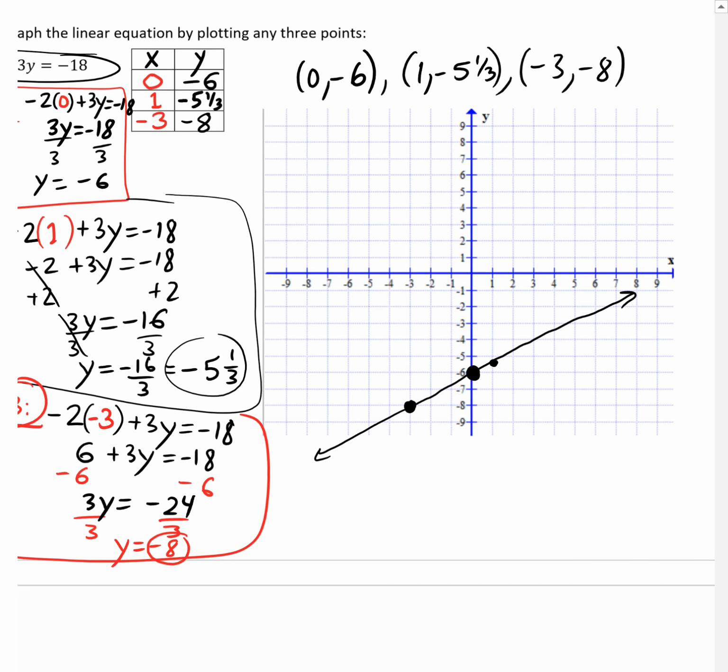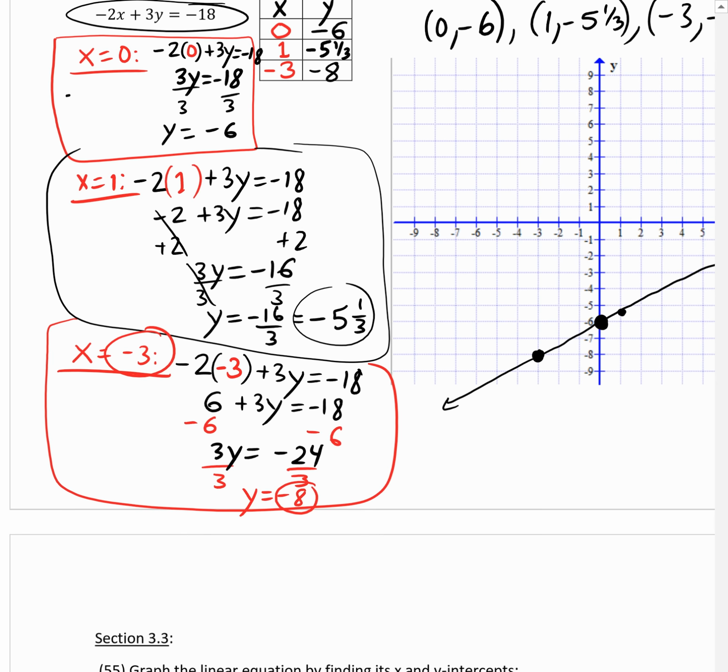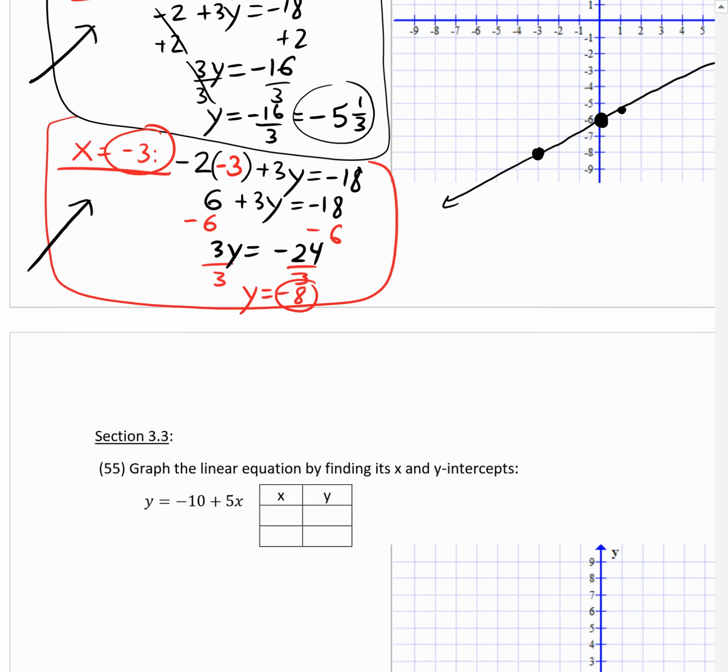Alright, but if one of those didn't line up, like, wait, those three don't line up in a line, you better check your work. It's somewhere in one of these, and that's the sad thing, you don't know which one's the wrong one. You made some kind of little error, so be careful there.